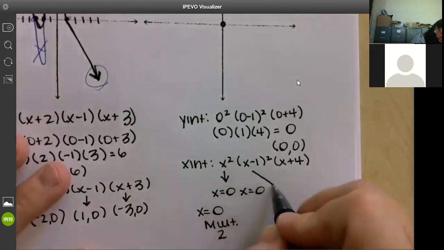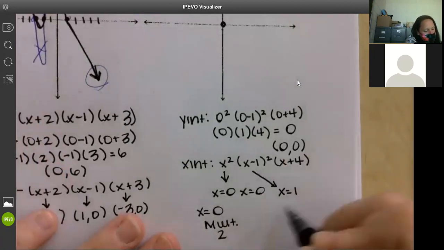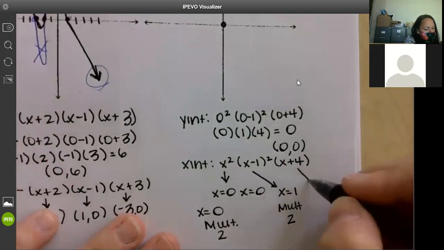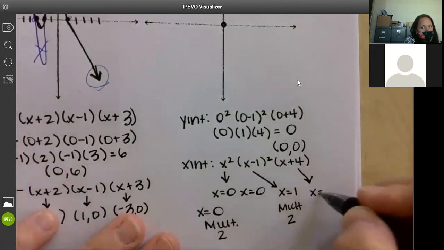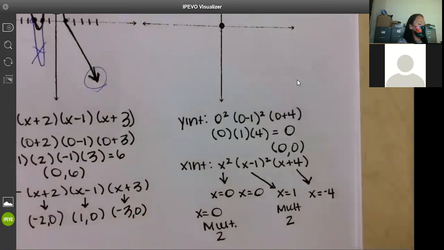What about this one? X equals what, with a multiplicity of? And then the last one, negative 4. Is everybody okay? So here's the difference. Multiplicities cause bounces. What that means is your max or your min happens on that point. It's where it increases and then decreases, or decreases then increases. We're going to talk about that in a minute.